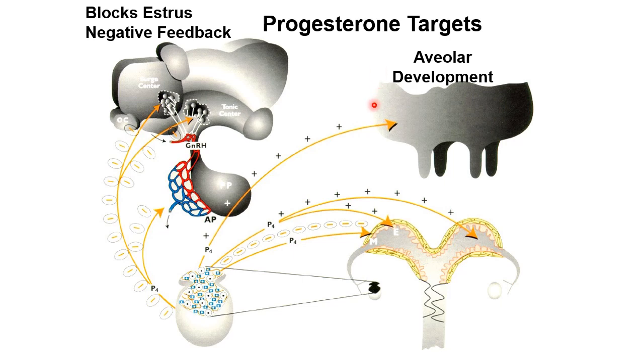The P4, or the progesterone, has several actions. It has a negative effect on the hypothalamus, particularly on the kisspeptin neurons, and also in the anterior pituitary. The P4 has a positive effect on the mammary gland. It will promote the development of the alveoli.